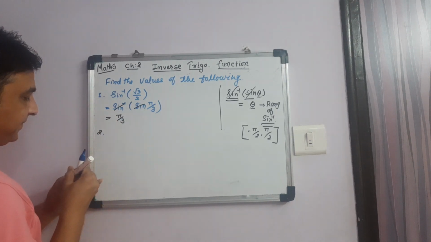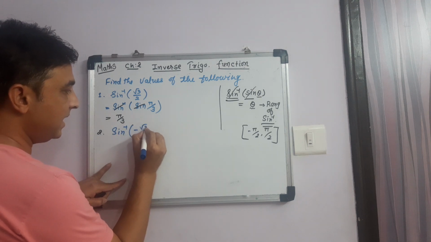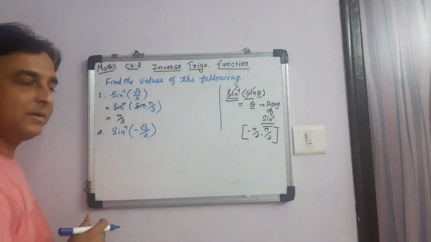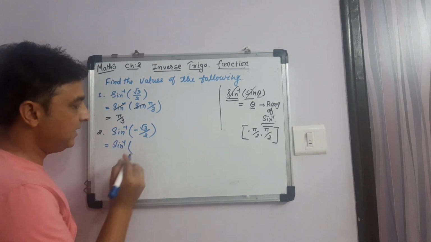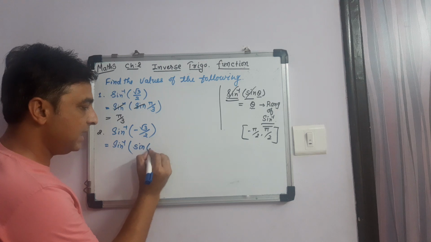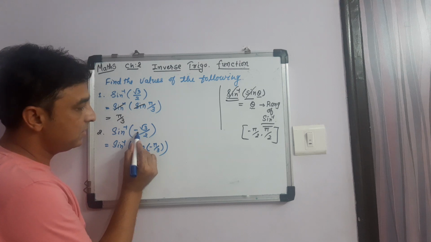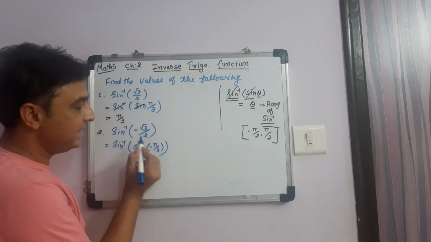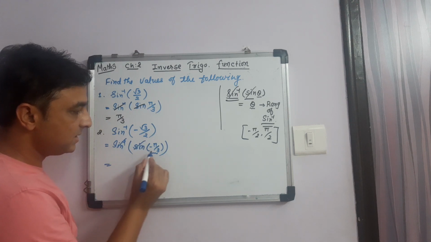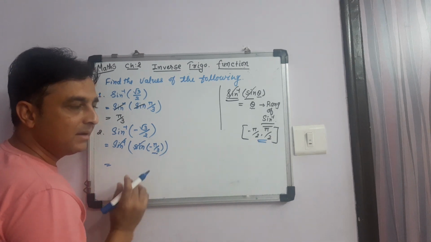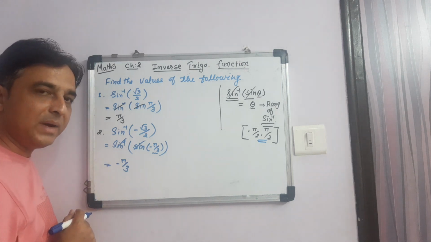See the second example. Let sine inverse minus root 3 by 2. So this is sine inverse, and minus root 3 by 2 is sine of minus pi by 3, because minus root 3 by 2 is negative, and sine is negative in the fourth quadrant, so this is minus pi by 3. So sine cancels, because minus pi by 3 lies between minus pi by 2 to plus pi by 2. So the answer will be minus pi by 3.